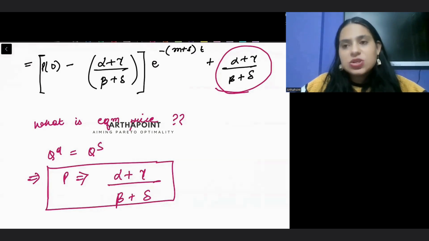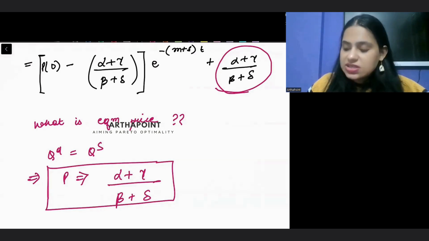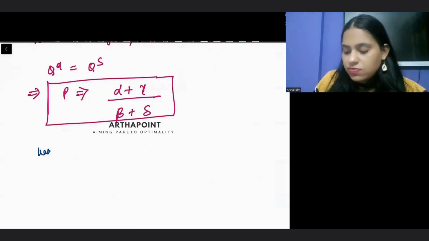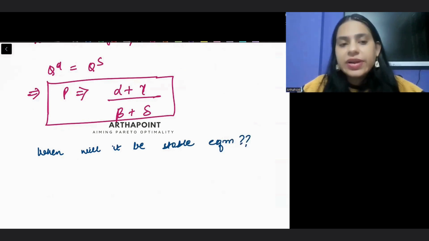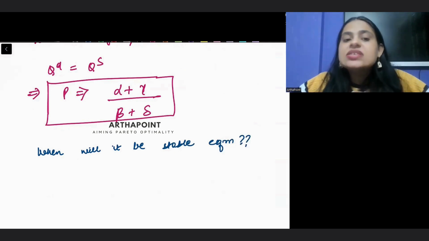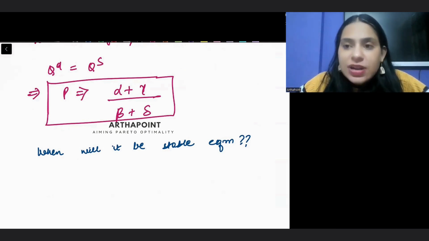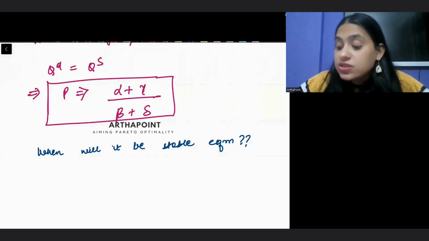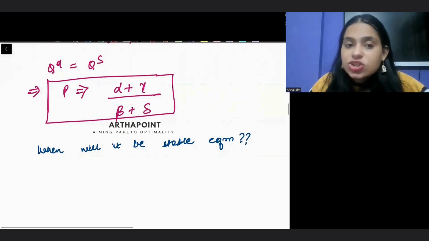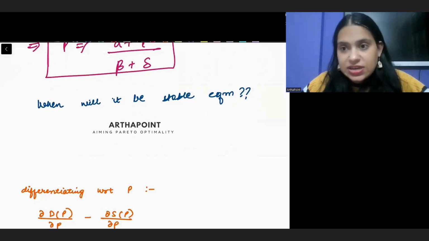Now, let me ask you one more thing. When will this be a stable equilibrium? Right? Is this, in other words, is this time path dynamically stable or not? If not, when would it become a dynamically stable equilibrium? That's the question that we need to go ahead and answer. It will be a dynamically stable equilibrium only when we go ahead and we approach this equilibrium value. So the condition for dynamically stable equilibrium, try to understand this thing.